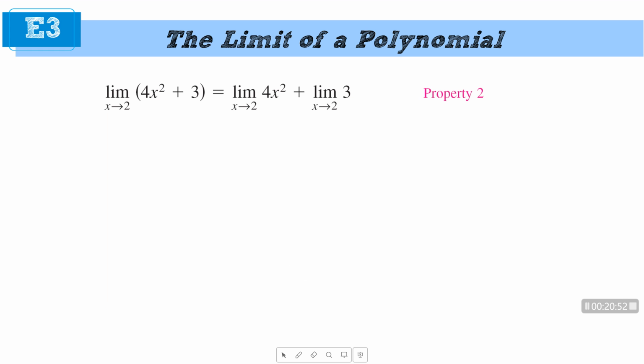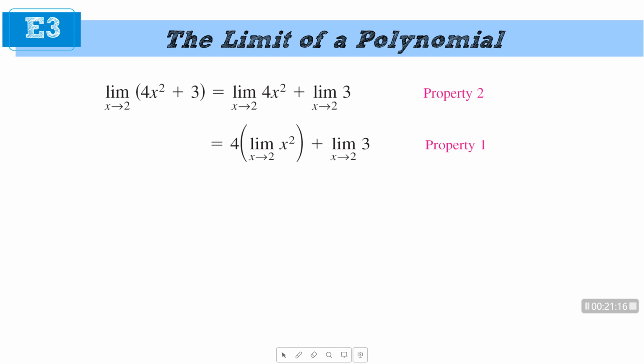What's the limit as x approaches 2 of 4x squared plus 3? Don't write this down. If you're on the slideshow, fine. If you're taking notes, don't write this down because you're going to see what happens at the end. What I'm going to do is solve this using the properties on the previous slide. So the limit of a sum is the sum of the limits.